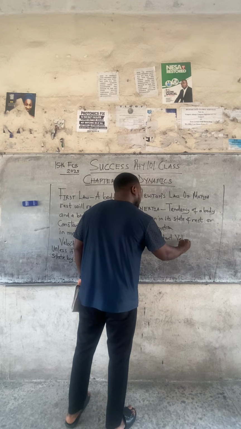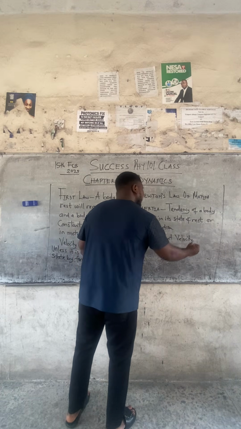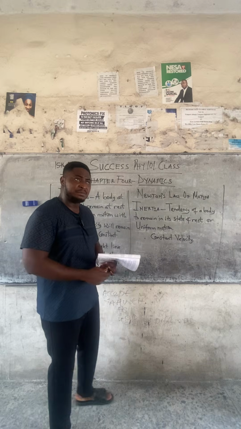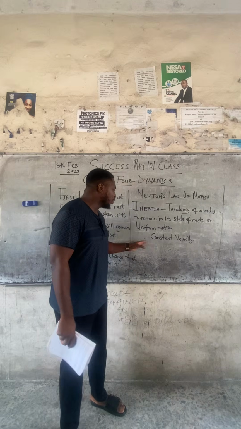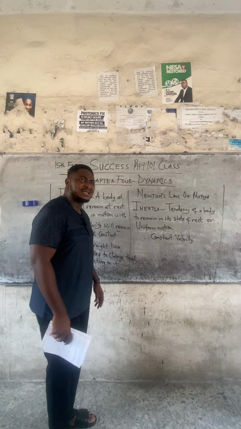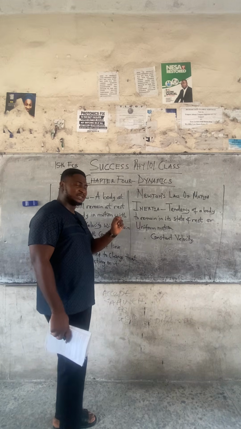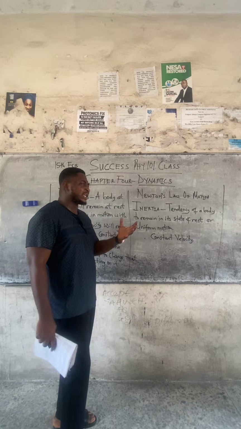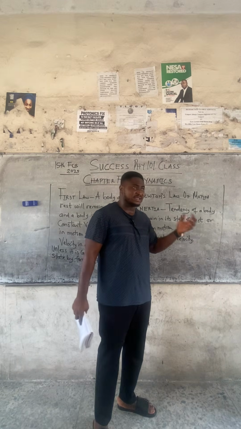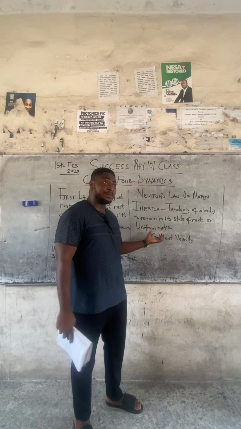Class, when a body does not change its speed, it is said to be undergoing uniform motion. What we're trying to say is that a body will continue at that same speed unless an external force comes to distort it or stop it from continuing at that same speed. So Newton's law of motion is in two sections. It doesn't just apply for a body at rest. It also applies for a body in uniform motion.